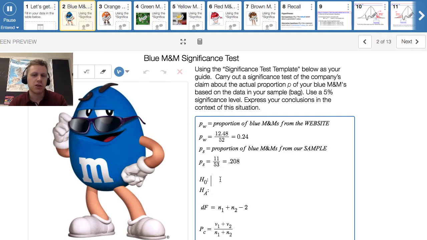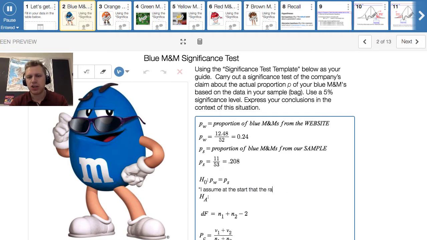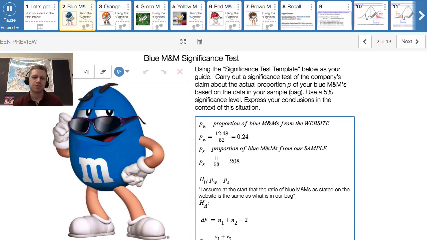So we write our null and alternative hypothesis. My null hypothesis is that assumption at the beginning, and I'm going to give Mars Wrigley, the producer, the benefit of the doubt, and I'm going to say that the two proportions are equal. So all this means is I assume at the start that the ratio of blue M&Ms, as stated on the website, is the same as what is in our bag. I'm going to give them the benefit of the doubt.